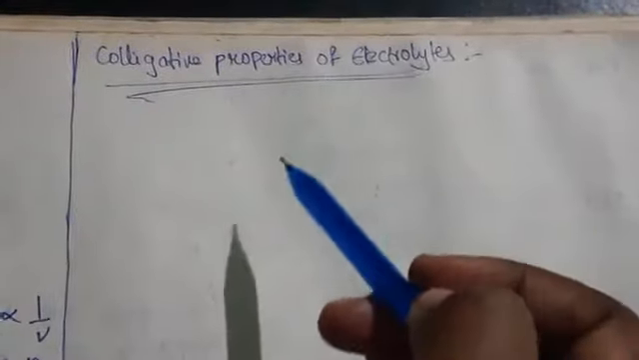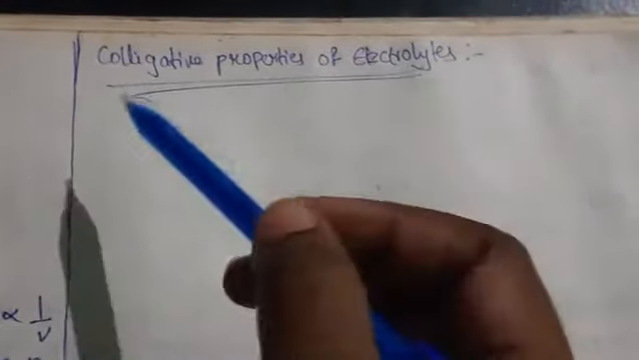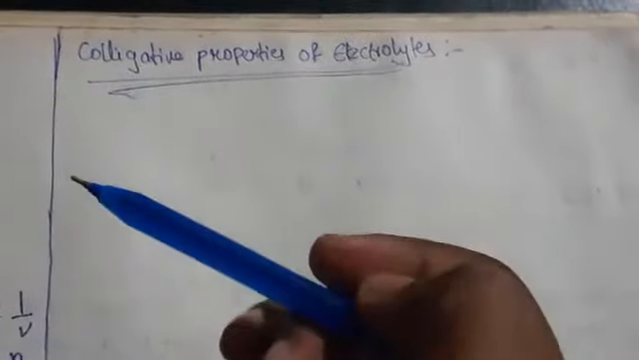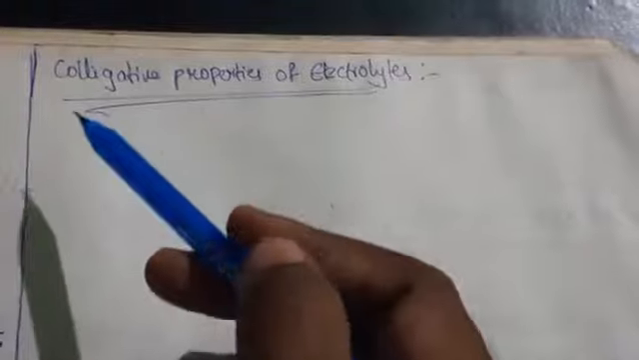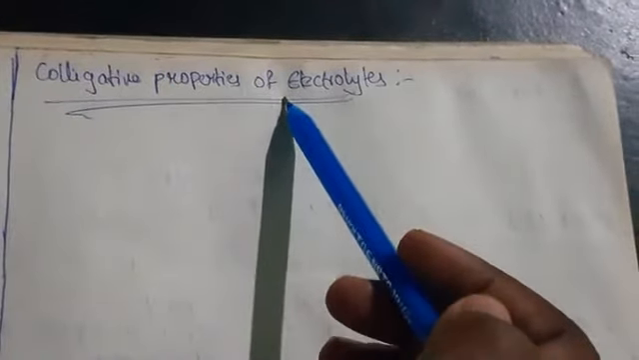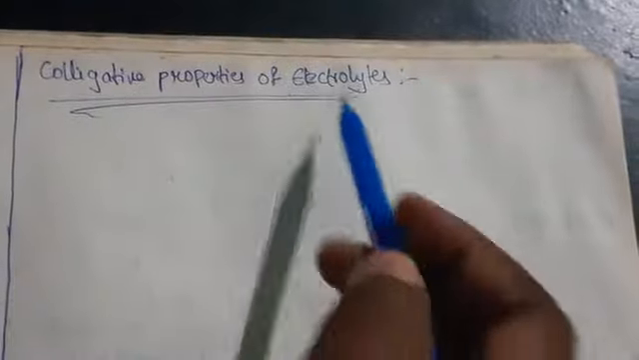Good morning students. In the previous class we discussed problems on freezing point, elevation of boiling point and osmotic pressure, and today I am going to discuss colligative properties of electrolytes. In solution, this is the last topic.